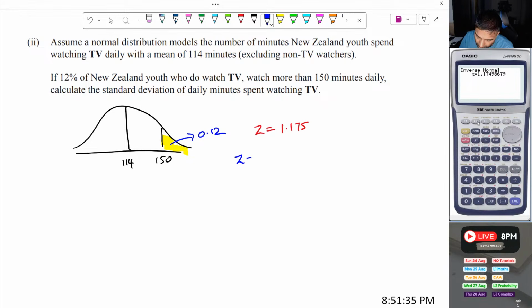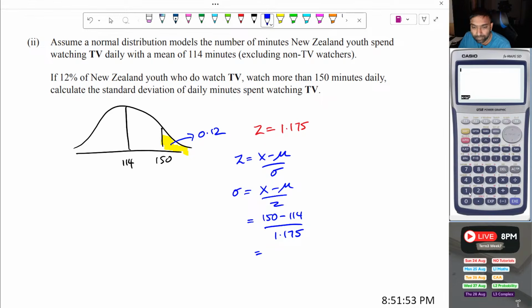Then I've got Z equals X minus mu over standard deviation. You know what, I'm going to do this. Standard deviation is equal to X minus mu over Z. So X is equal to 150, take away 114, divided by 1.175. So 150 take away 114, that's 36, divided by 1.175. That's going to give me a standard deviation of 30.6 minutes. And ladies and gentlemen, that is probably another easy merit right there.